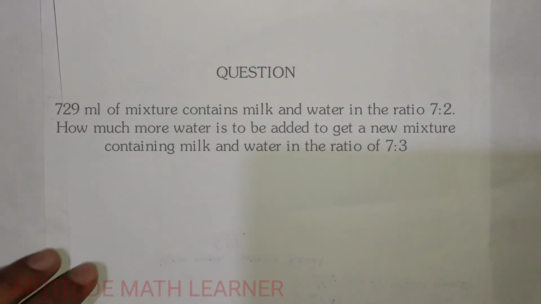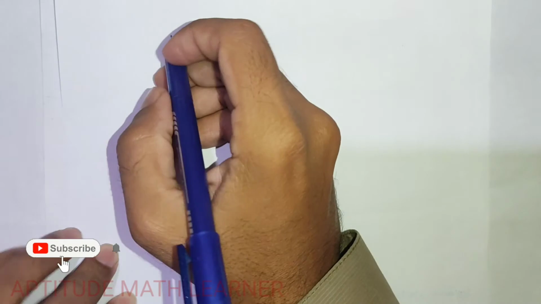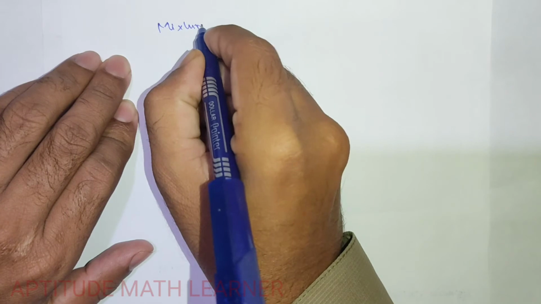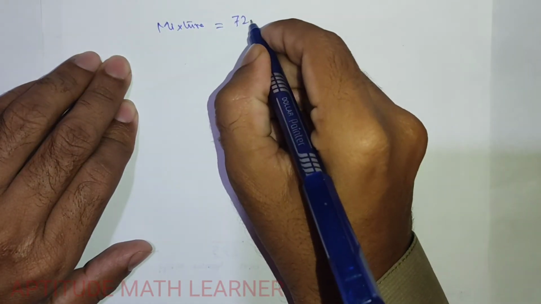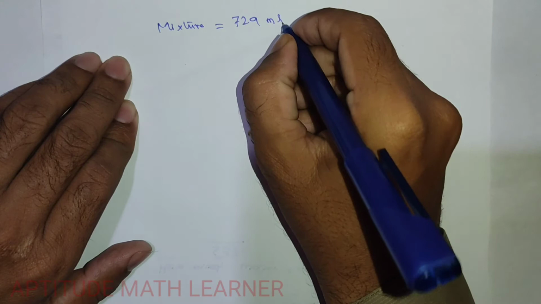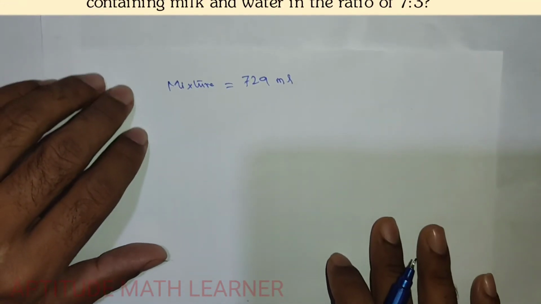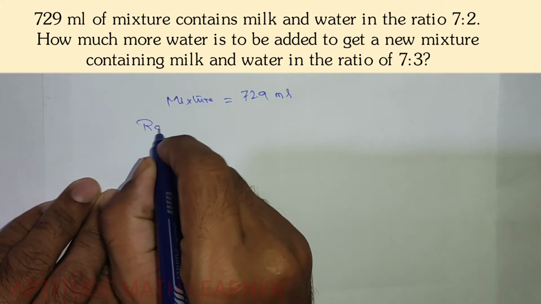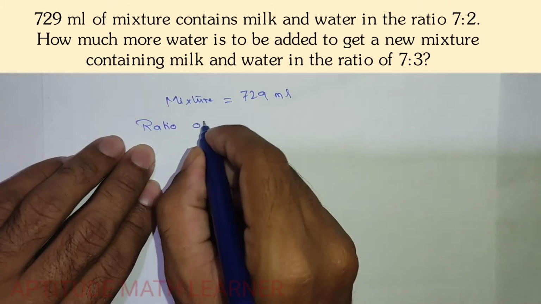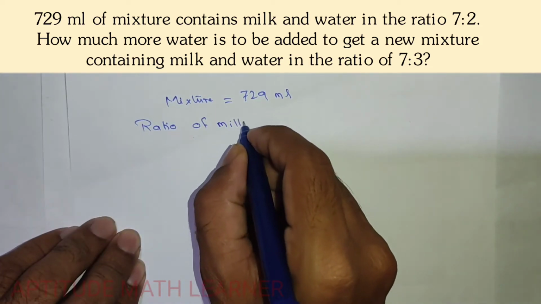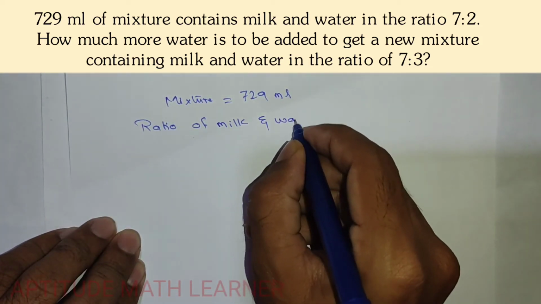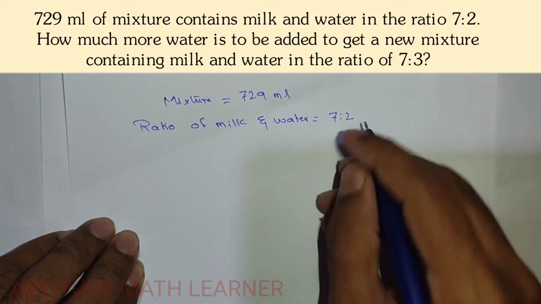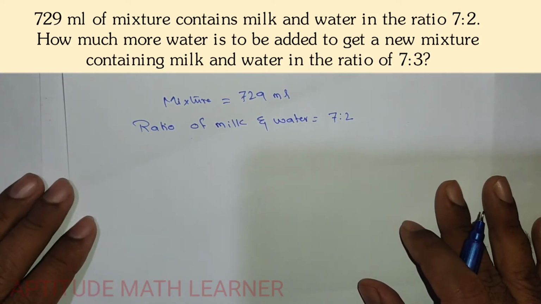So we are given the quantity in the question. The mixture is equal to 729 ml, and the ratio of milk and water that is given is 7:2. You can look at the question.